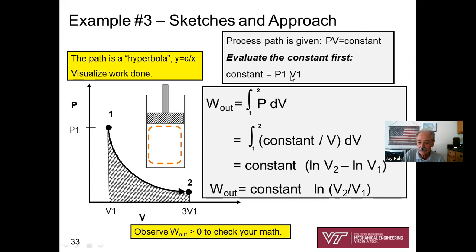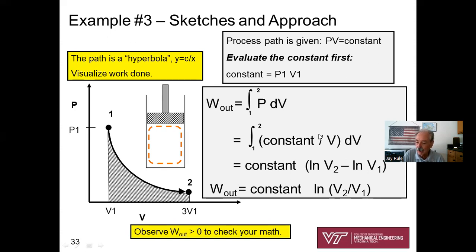Okay, constant. P1 and V1 are both given, so I'd calculate the constant first. However, you're looking for the work. Work is the integral of P dV. I need pressure in terms of volume. Well, P is constant over V. The constant I'll pull out of the integral, and I'll do the integral of 1 over V dV.